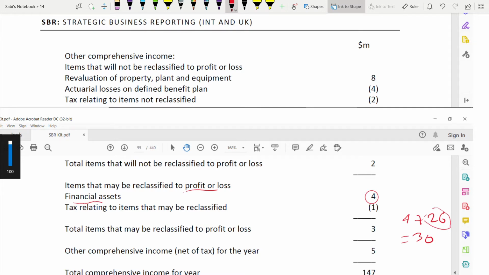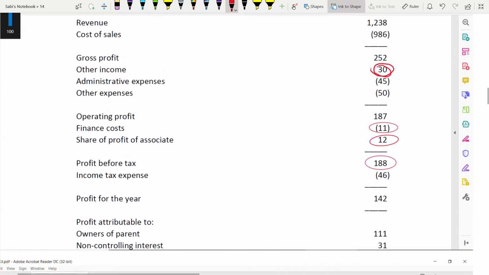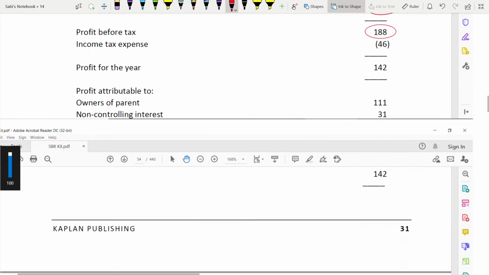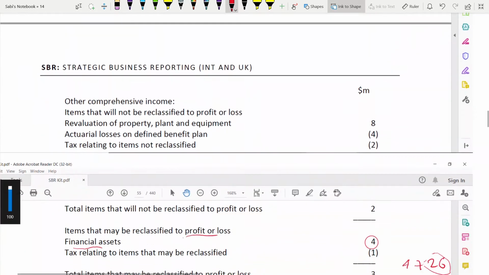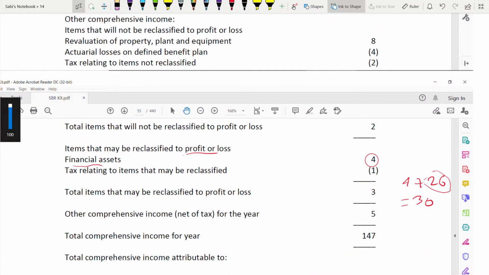You understanding? This is 30, this amount. Other income, it is 30. So from that 30, you are deducting 4 to find out the profit for financial asset. This is under OCI. You want to find the profit. So from the 30 other income, you are deducting 4, which goes in the other comprehensive income. 26 goes in the profit and loss account.